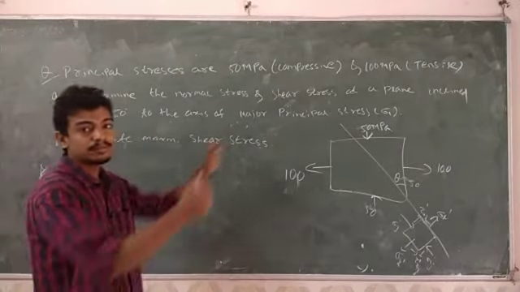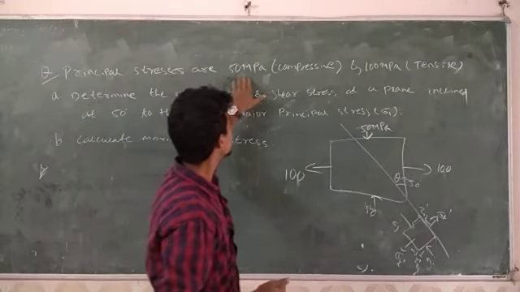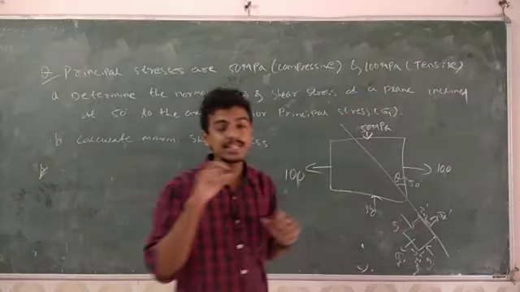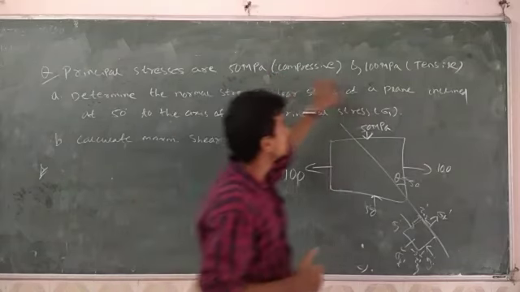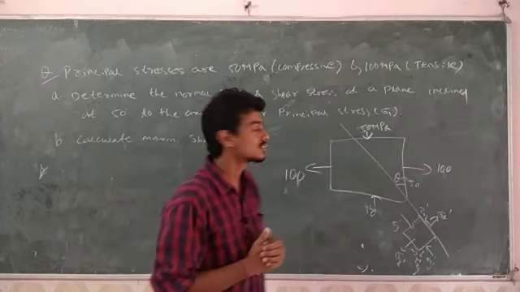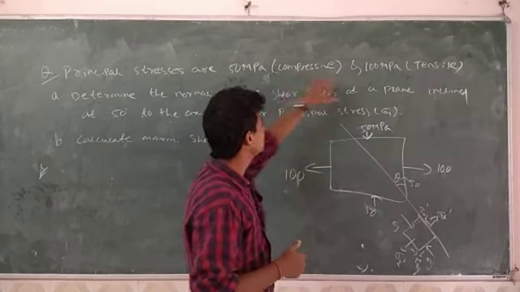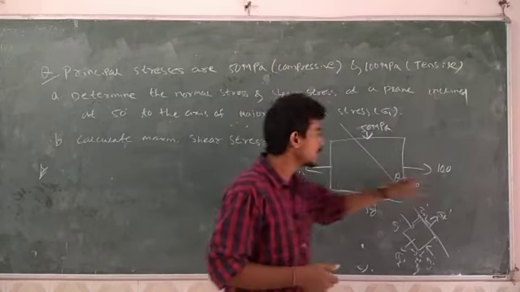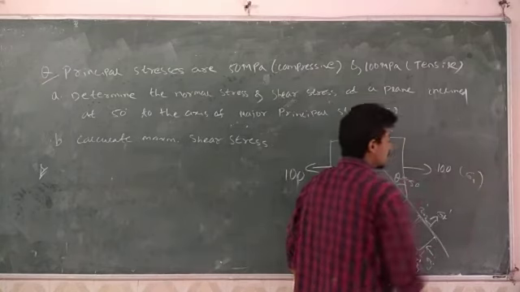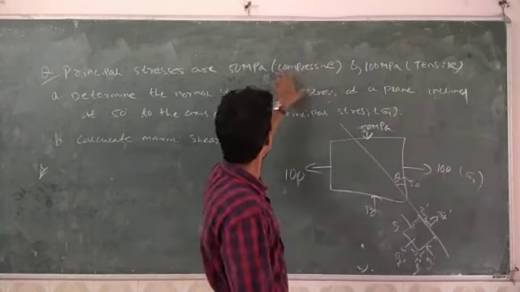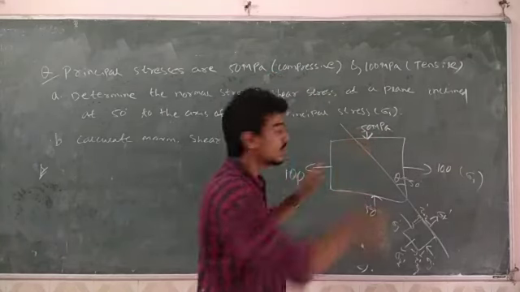Okay, let's solve this problem. In this problem, it is given that the principal stresses are 50 and 100 megapascal, but the difference is that in this problem, the direction is given. It is compressive and it is tensile stress. So you have to take care of the direction. 100 megapascal, okay, so it is tensile. So direction will be like this. That is the principal stress direction, it is sigma 1. And minor principal stress, that is 50 megapascal, is given compressive. So direction will be like this, 50 megapascal.